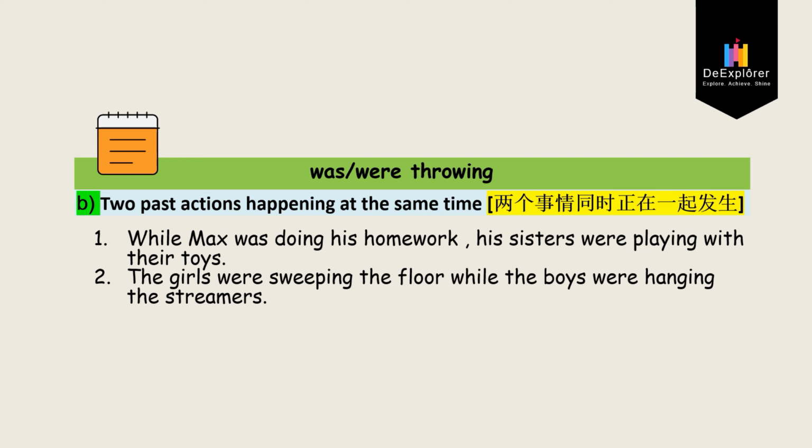Okay, let's take a look at number 2. The girls were sweeping the floor, while the boys were hanging the streamers. Streamers 就是彩带。See, so two actions happening at the same time. The first one, the girls were sweeping the floor. 当他们正在扫地，那些男孩子就正在挂那些彩带。Okay, so two actions happening at the same time. Now, please note the word while 可以写在前面，或者写在中间的，看到吗？ See, so the first one, while Max was doing his homework, a comma. So if you put while in the middle, then you don't need a comma. Okay, so that's for 5B.